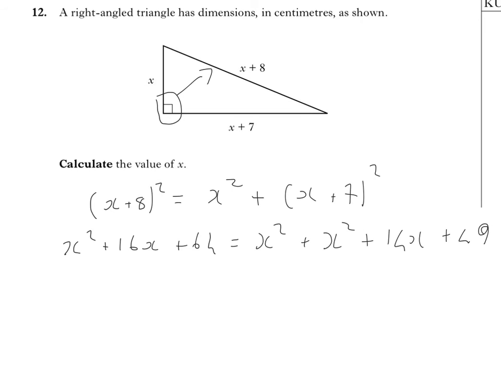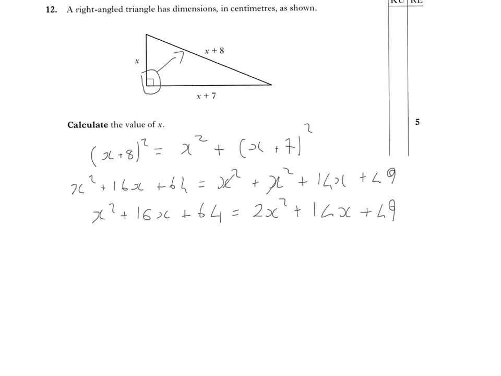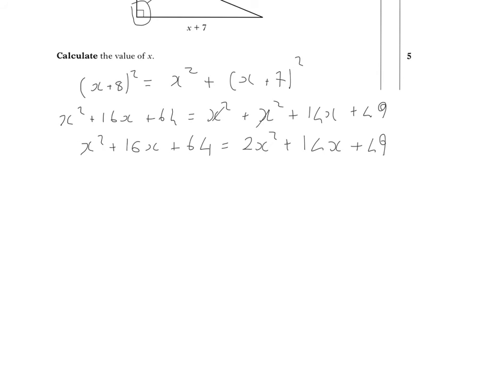Right, so I'm just going to collect together some like terms here. So x squared plus 16x plus 64 is equal to 2x squared plus 14x plus 49. Right, so a bit of change side, change sign. I'm going to bring everything across, make it equal to 0.